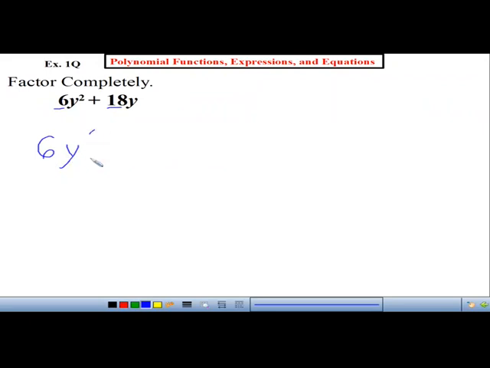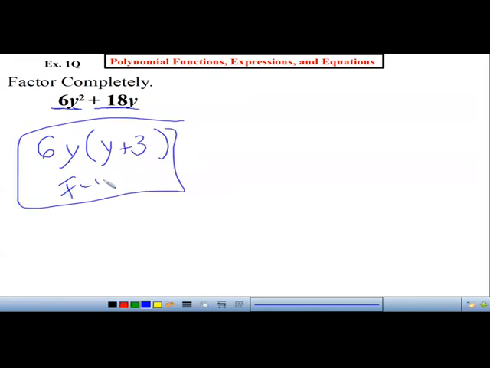So now that I have my GCF, I open parentheses. Let's see what I have left. I factored out the 6, so I'm left with y. Here, I factor out 6 out of 18. So what is 18 divided by 6? 18 divided by 6 is 3, and I factored out the y, and these are my factors.